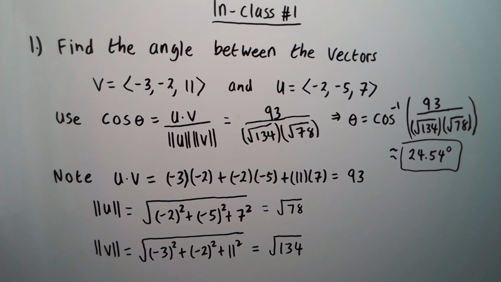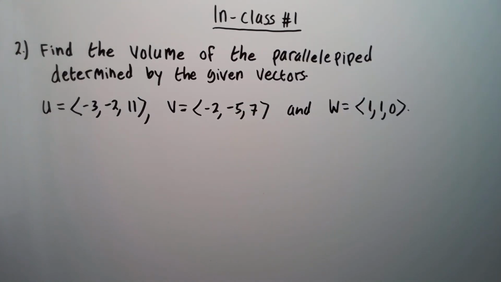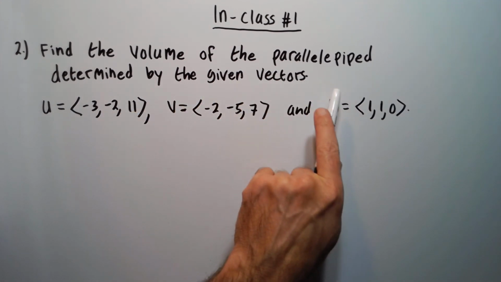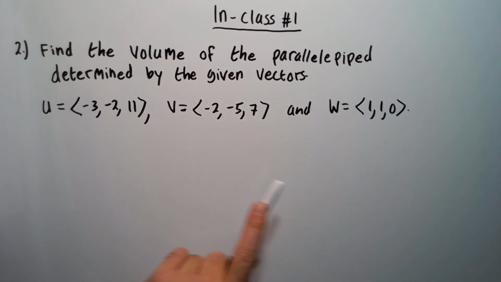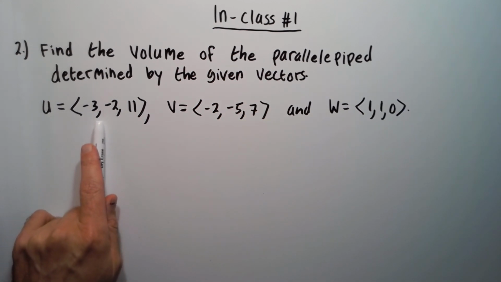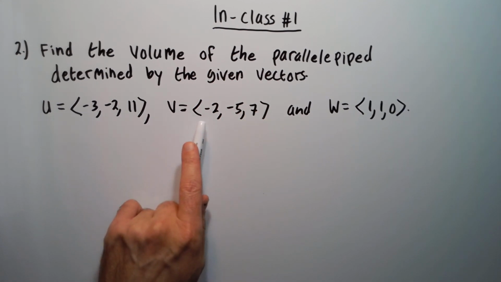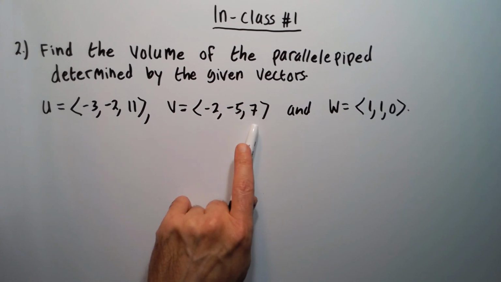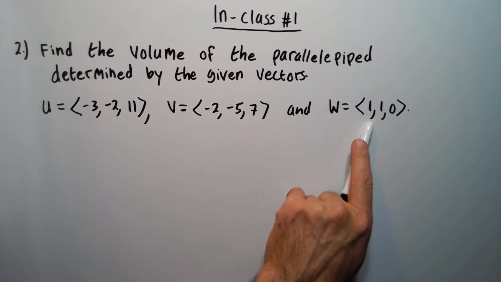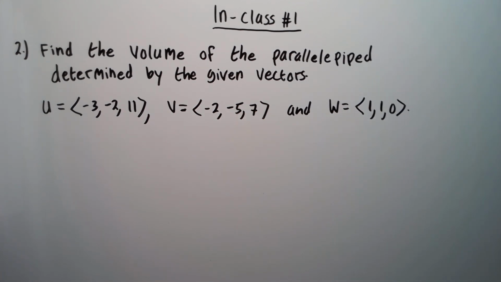All right, let's go on to question 2 now. Okay, so here's question 2. Find the volume of the parallelepiped determined by the given vectors. So given our u vector, -3, -2, 11, our v vector, -2, -5, 7, and our w vector equal to 1, 1, 0. Okay, so we're going to use the result from theorem 5 now, so let me write it up here.